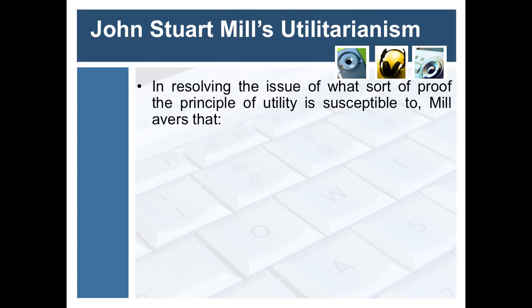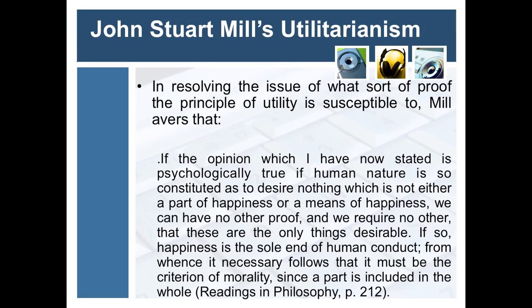In resolving the issue of what sort of proof the principle of utility is susceptible to, Mill avers, "If the opinion which I have now stated is psychologically true, if human nature is so constituted as to desire nothing which is not either a part of happiness or a means of happiness, we can have no other proof, and we require no other, that these are the only things desirable. If so, happiness is the sole end of human conduct, from whence it necessarily follows that it must be the criterion of morality, since a part is included in the whole."